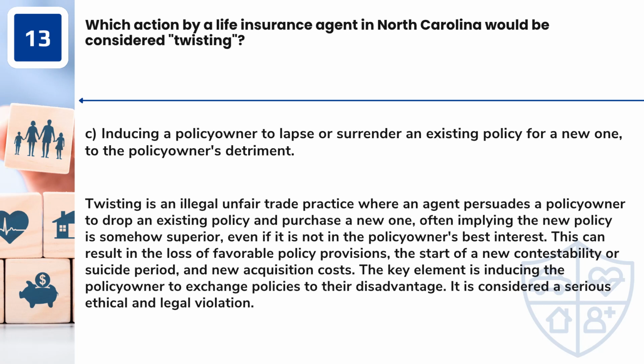Answer: C. Inducing a policy owner to lapse or surrender an existing policy for a new one, to the policy owner's detriment. Twisting is an illegal unfair trade practice where an agent persuades a policy owner to drop an existing policy and purchase a new one, often implying the new policy is somehow superior, even if it is not in the policy owner's best interest. This can result in the loss of favorable policy provisions, the start of a new contestability or suicide period, and new acquisition costs. The key element is inducing the policy owner to exchange policies to their disadvantage. It is considered a serious ethical and legal violation.